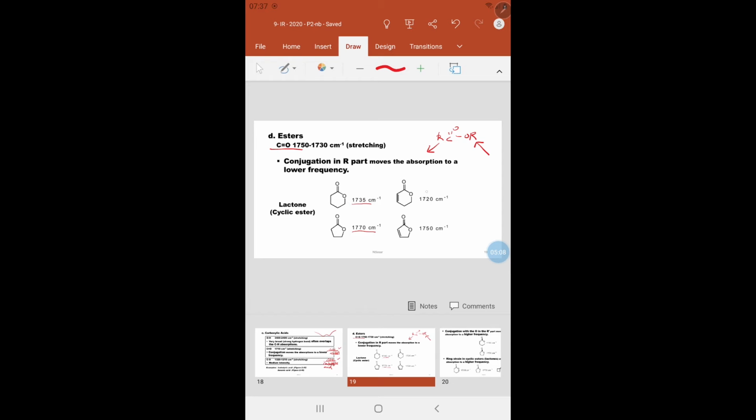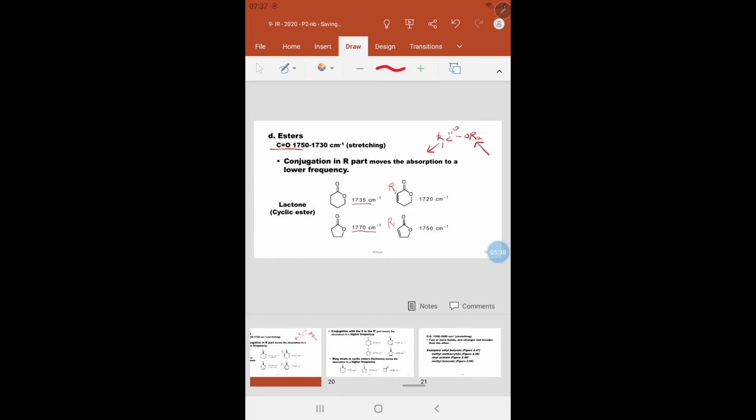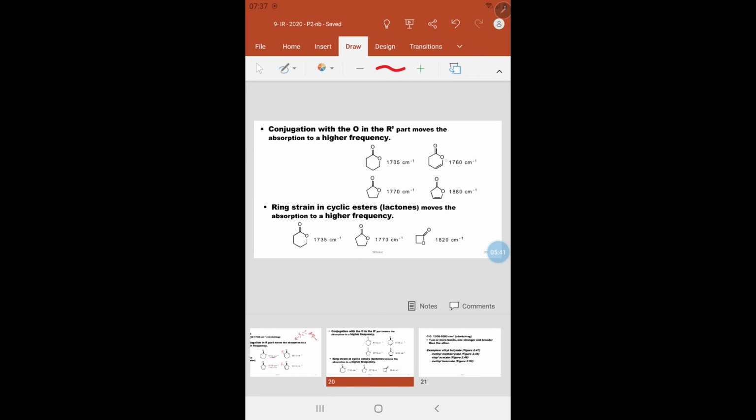Okay, look at this part. This is the R; I put R1 and R2. So conjugation at R1 lowers the frequency. The same goes when you have a five-membered ring. This is the R1 part, and conjugation from the R1 part moves the absorption to a lower frequency. But when you have conjugation on the R2 part, this is the R2, and this is the normal ester. When you have conjugation at the R2 part, it moves the frequency to a higher absorption.